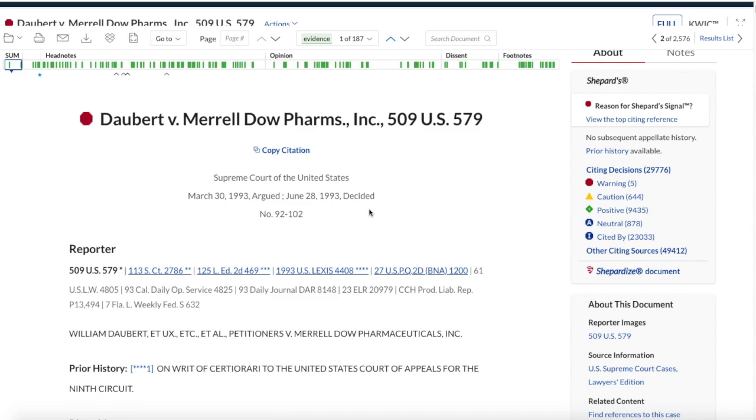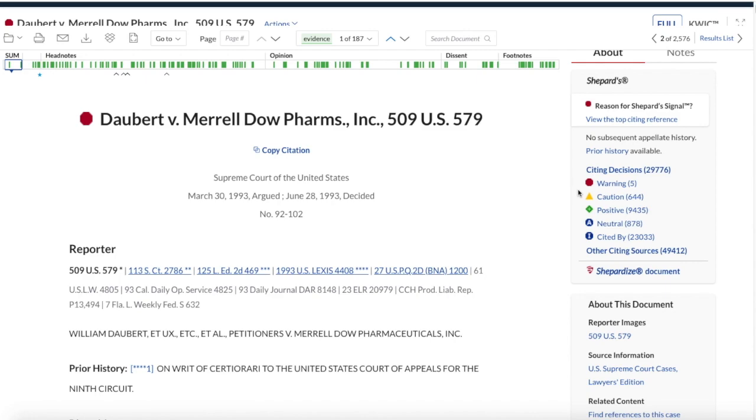Let's learn how to Shepardize using Daubert v. Merrell Dow Pharmaceuticals. Over on the right is a column for Shepard's, and you'll see reasons for Shepard's signal, and then you'll see the citing decisions. Here we have 29,776. We also see, as we talked about before, the symbols.